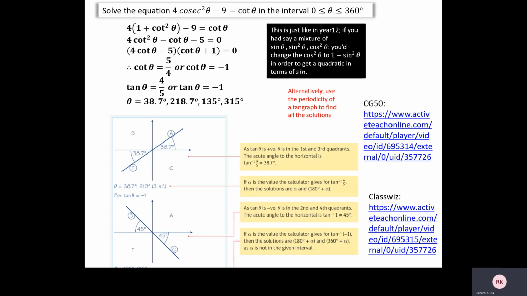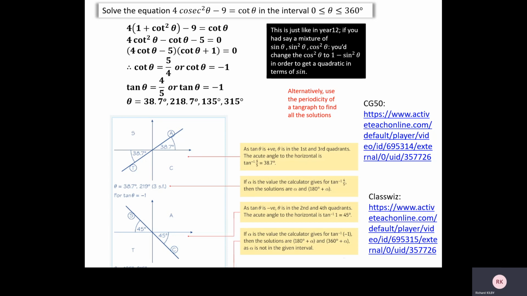So just a couple of things to point out with this. This time we've got cosec squared and cot theta. So we need to be using this identity here. But notice we don't choose, really, whether we're going to have a quadratic in cosec or in cot. We're kind of forced down that route because it's the cosec that's squared, so that's the bit that we're going to substitute for. We're going to change the cosec squared to 1 plus cot squared.